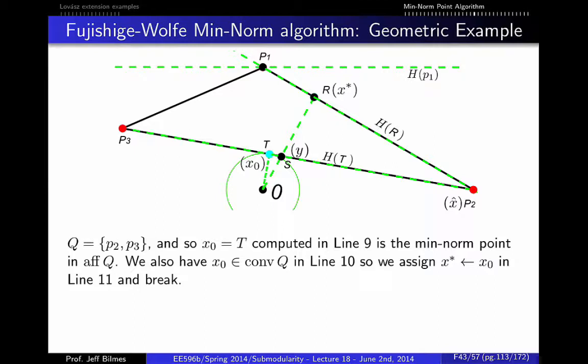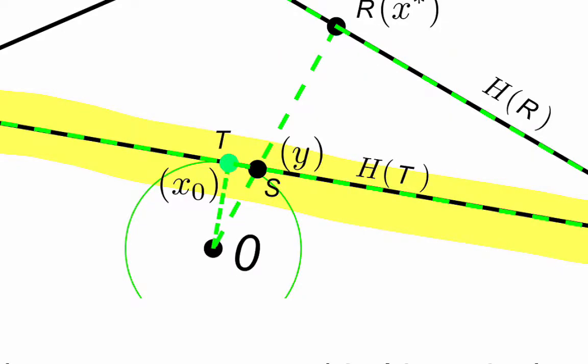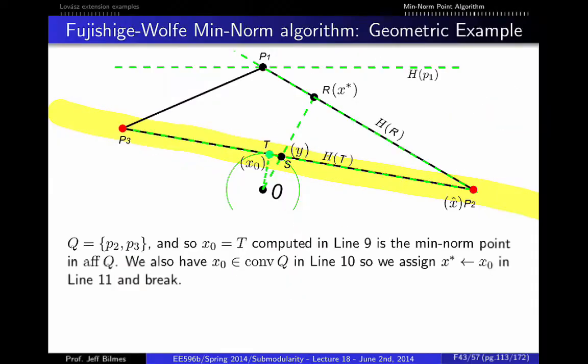Okay, so we start off with Q equal to P2 and P3. And so we go back to line 9. And in this particular case, what is the affine hull? It's this whole thing. But when we look at the minimum norm point in the affine hull, we're just going to get the blue point, which it turns out in this particular case is going to be the true minimum norm point of the whole algorithm. So therefore, the condition in line 10 is going to be true. We then go ahead and do the assignment in line 11 and break, and then jump back to line 4.